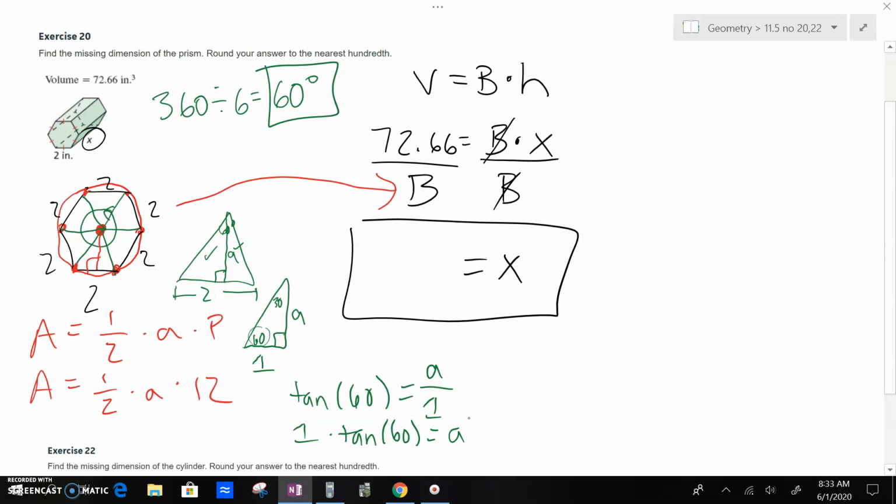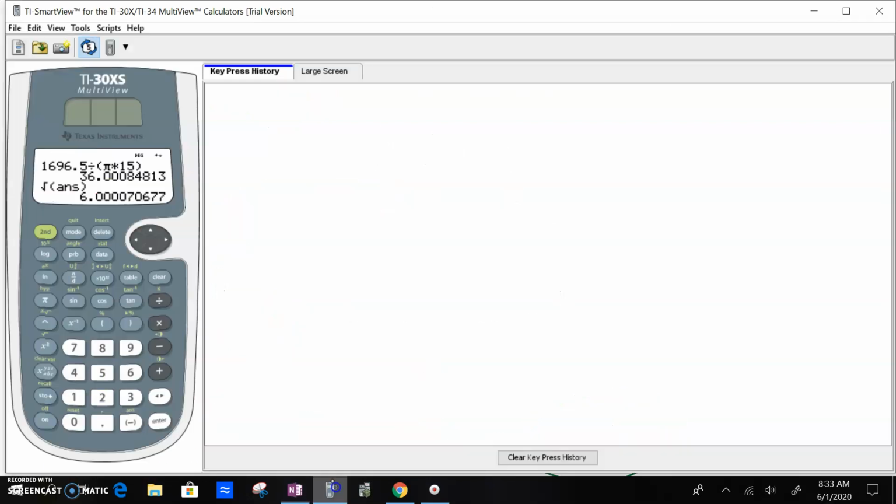But if you don't, you just use a trig relationship. So again, that's our apothem length. 1, but 1 times anything is just that thing. So that's A is tangent of 60. I'm just going to let the calculator do it. So half times tan 60 times 12.